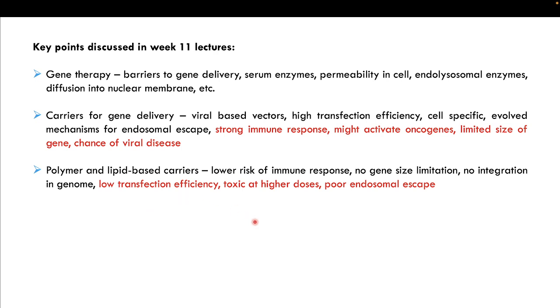It could be toxic at higher doses, because now the transfection efficiency is low. To achieve the therapeutic effect, you will try delivering more and more particles to the patient's body. Now, even if the polymers are biocompatible, above a certain concentration, they are definitely going to turn toxic. So we need to be careful about how much polymer we are delivering into a patient's body.